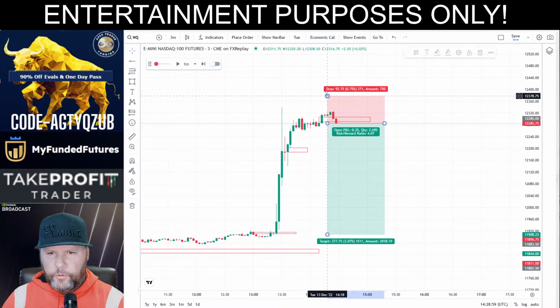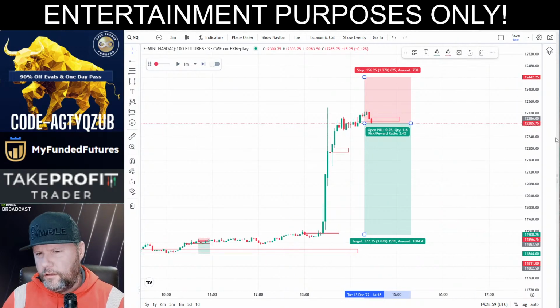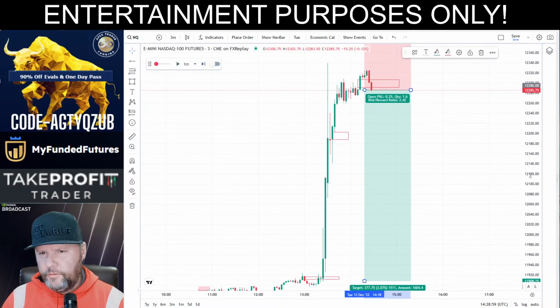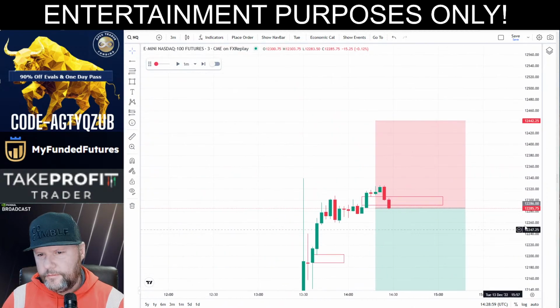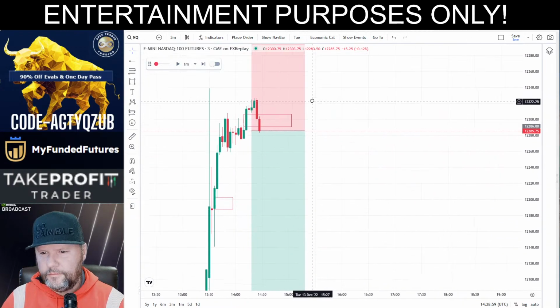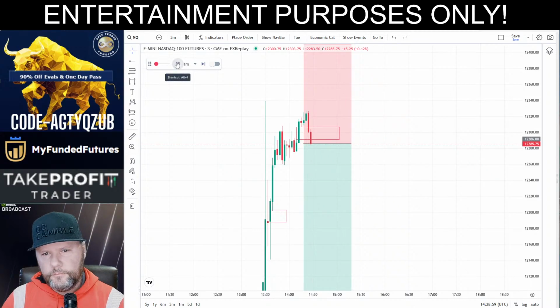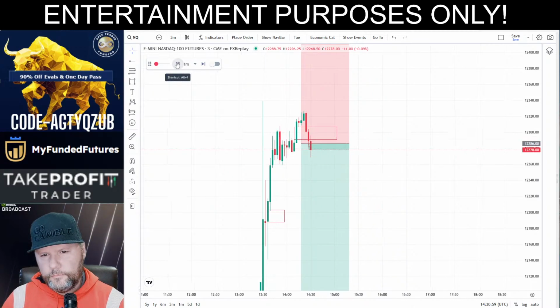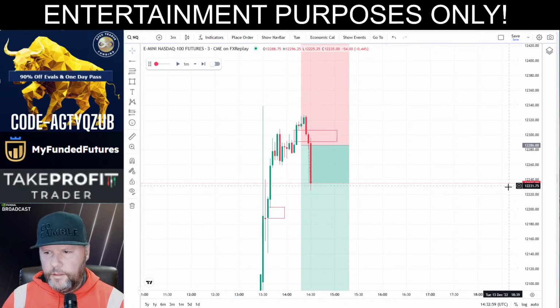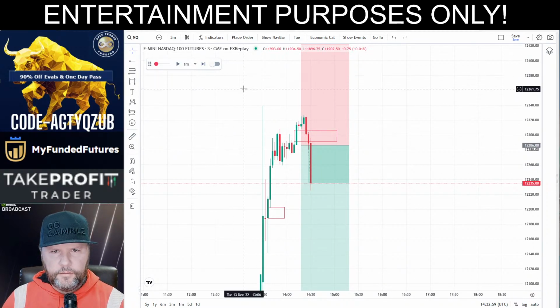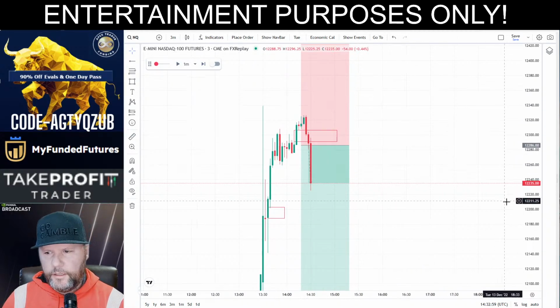That's good risk to reward there. It's very good. Very good risk to reward. All right, so now we'll scale some here, obviously, and put stop to break even.